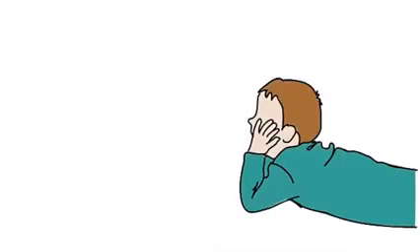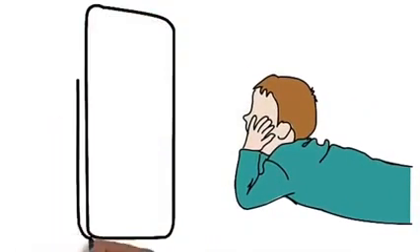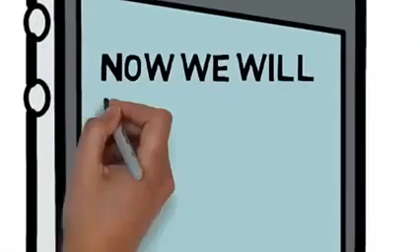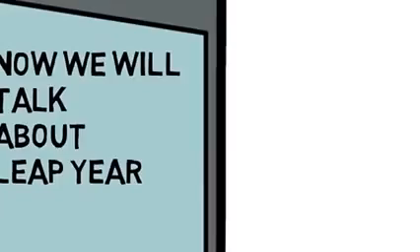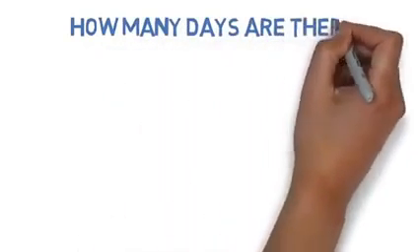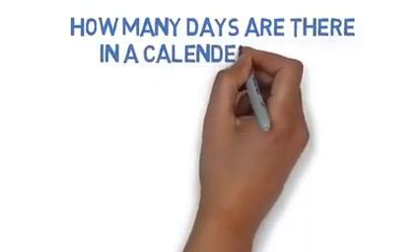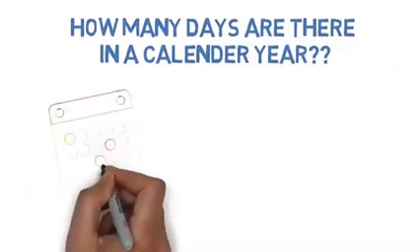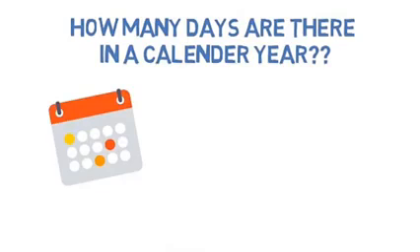Hello students. Now let's talk about the concept of leap year. Leap year occurs once in every 4 years. Can you tell me how many days are there in a calendar year? Well, it's easy. There are 365 days.